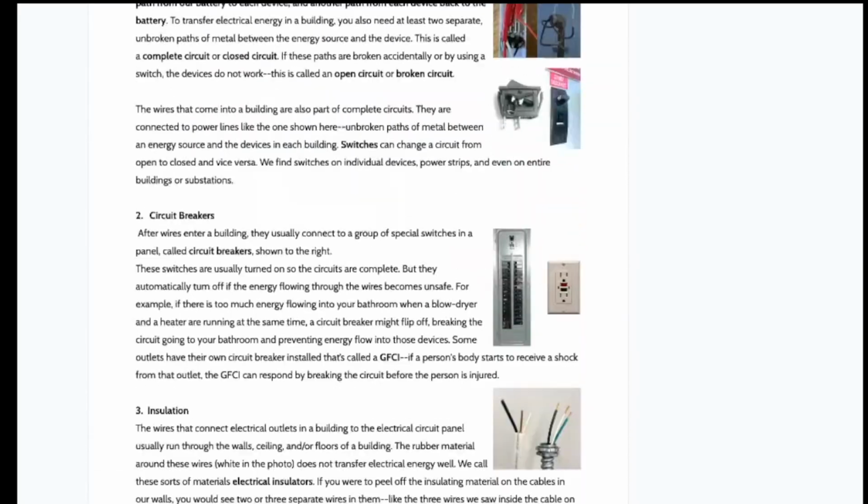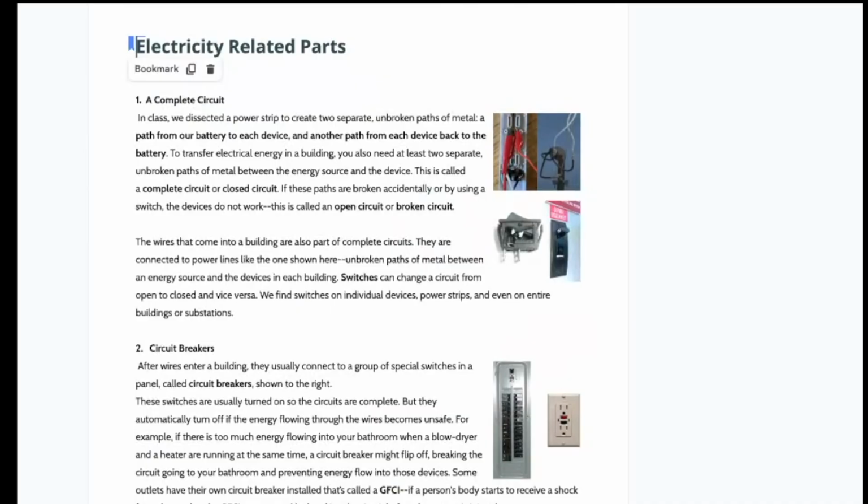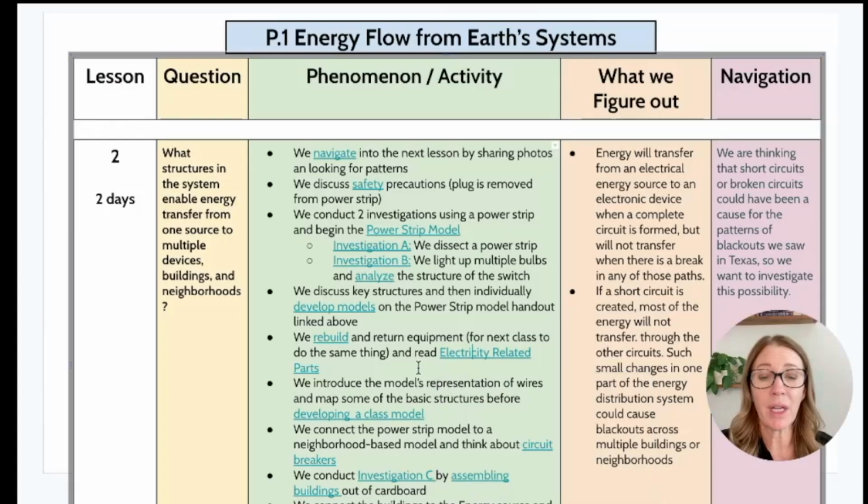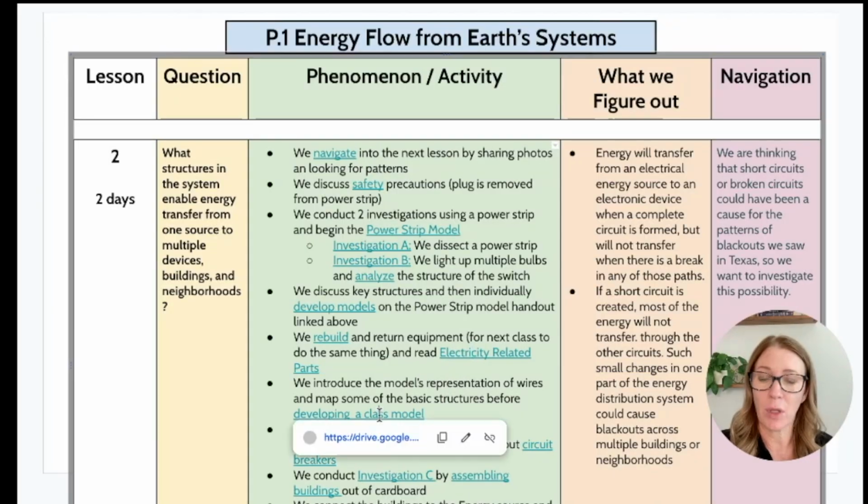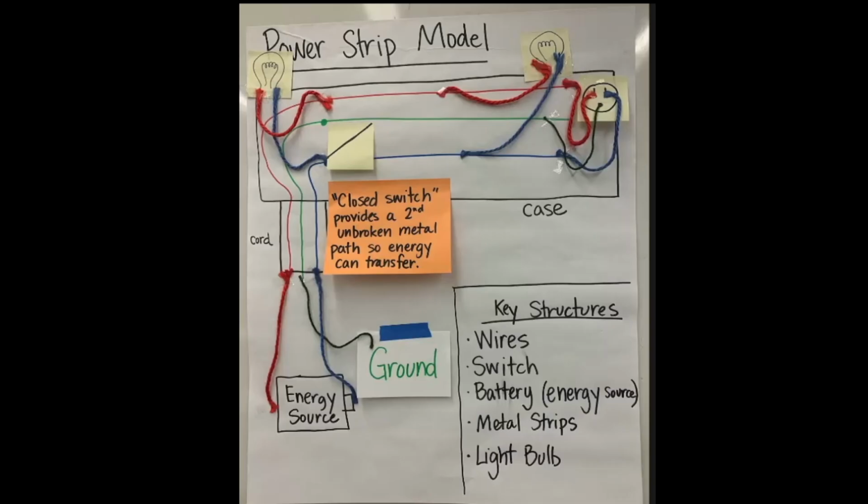And so we're reading about those main parts that are related to electricity. And then we're going to introduce our class model. There's a lot of prep for this anchor chart. It's going to be described in the prep video. But basically, as you go through with the class, you're going to add on light bulbs and electric outlets to the wires. So the ground is represented by the green.